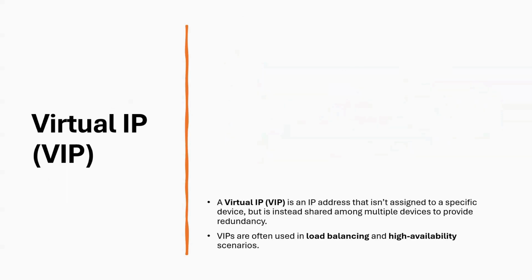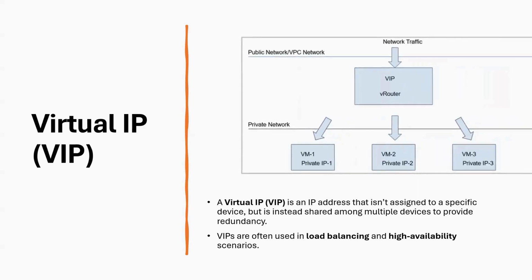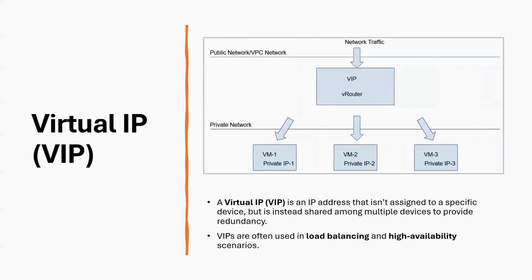Another concept closely related to redundancy is the use of virtual IPs, or VIPs. A VIP is an IP address that isn't tied to a specific device, but instead is shared among multiple devices. This is often used in high availability systems and load balancing setups to ensure that even if one device fails, the VIP remains available to clients.